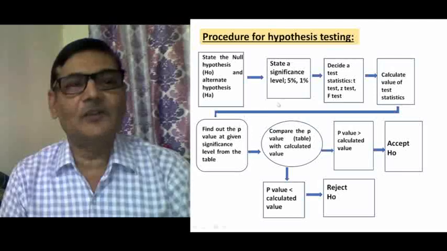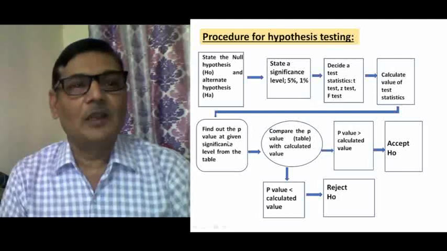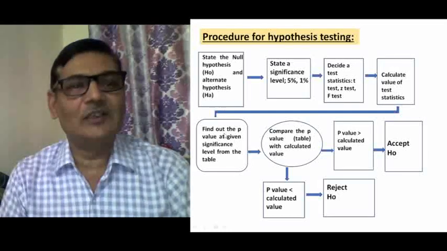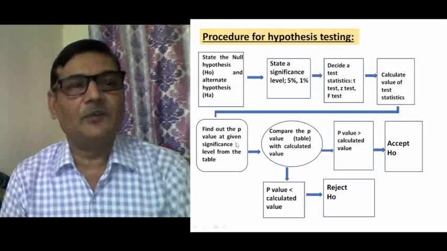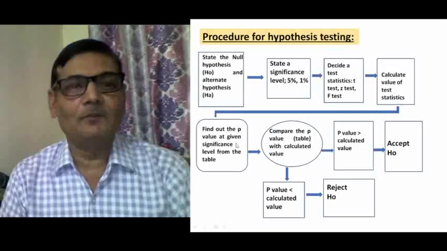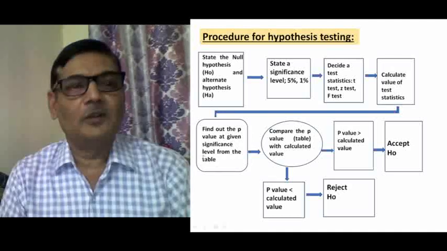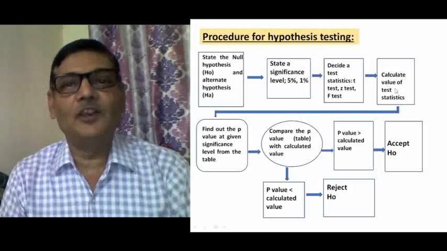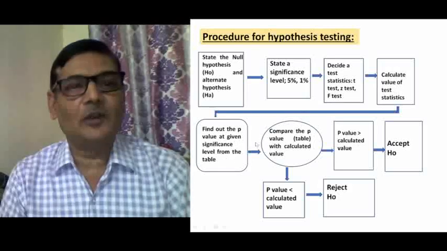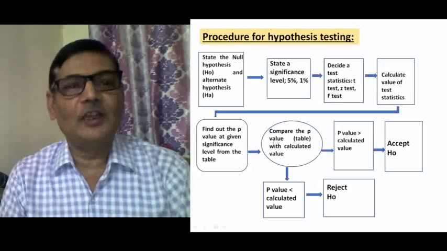For every such statistical analysis, specific tables are there, like chi-square tables, student t-test tables, and F tables. In such tables, degrees of freedom and values at different significance levels are given. So you have to find out the table value at a specific degree of freedom, and after that you will be comparing your calculated value with the table value. So compare the p-value, or that is the table value, with the calculated value.